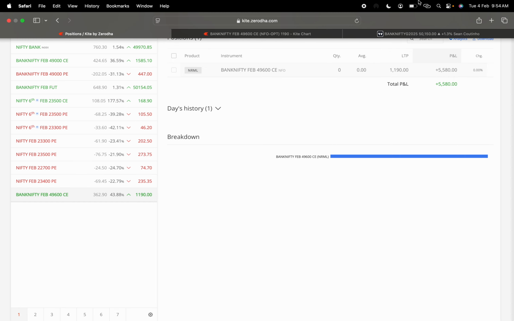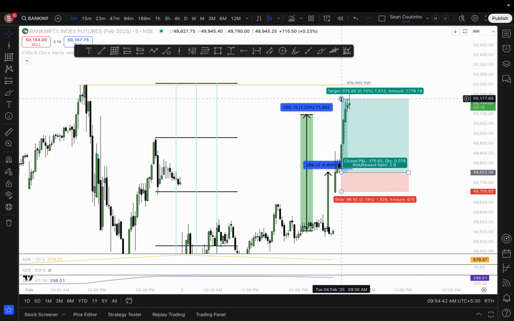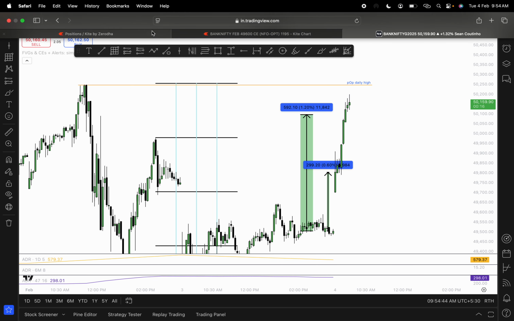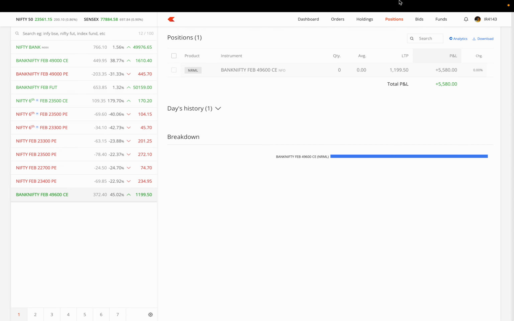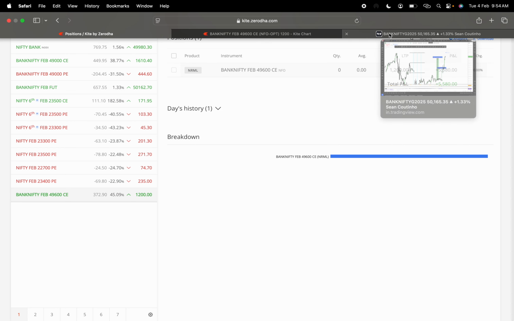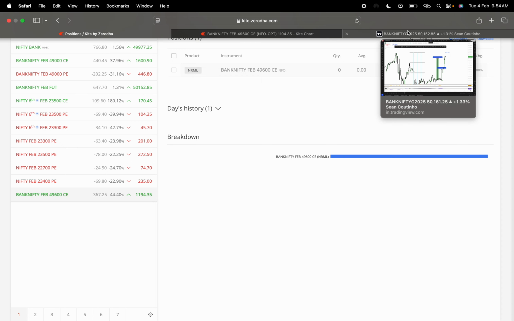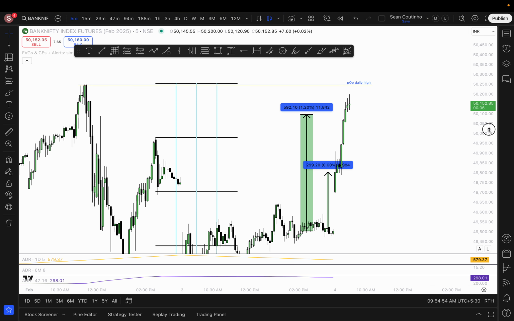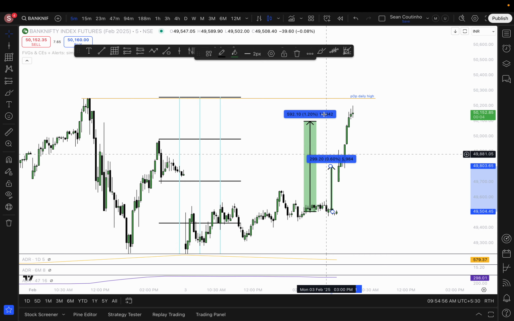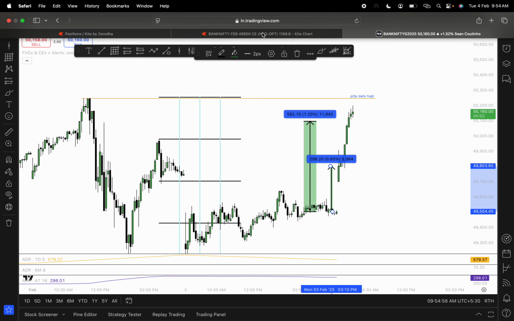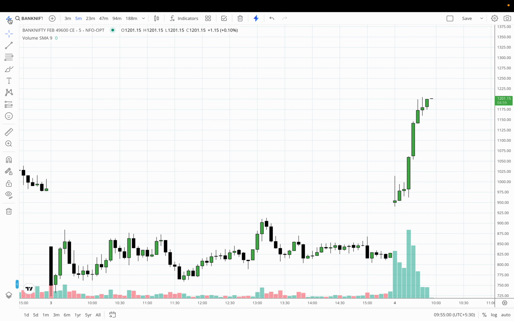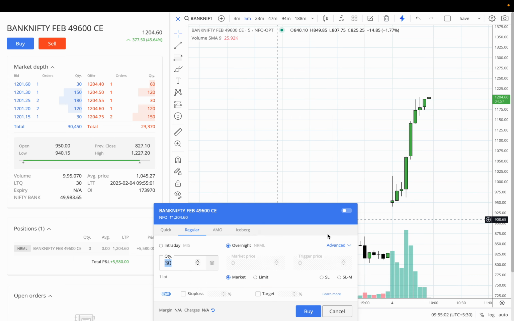And considering the lot size has increased, I think everyone should now trade only one lot, and no one should actually trade more than one lot, I believe. To trade one lot you at least require 2 lakhs of capital, okay, free cash. Right now the option is at 1000, so it cost me around 20,000, 30,000.